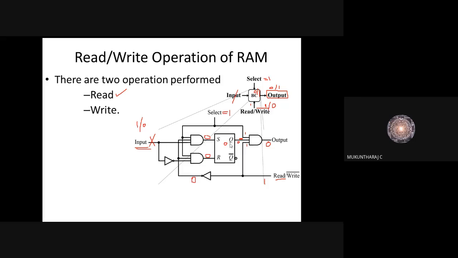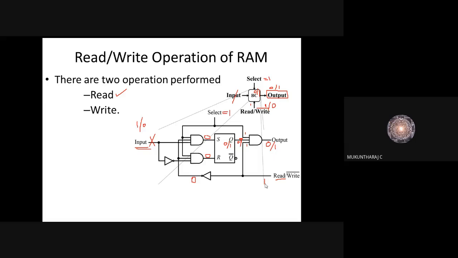Okay, this 0 is nothing but the data stored in this memory element, the SR flip-flop. Okay, if the previously stored data is logic 1, then logic 1 is available in this Q, and that logic 1 is transferred to the output line. Okay, now you can read the logic 1 as the output. Okay, so from this explanation you can understand that we are doing a read operation from the binary cell.